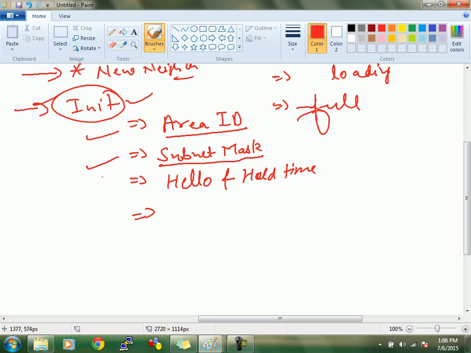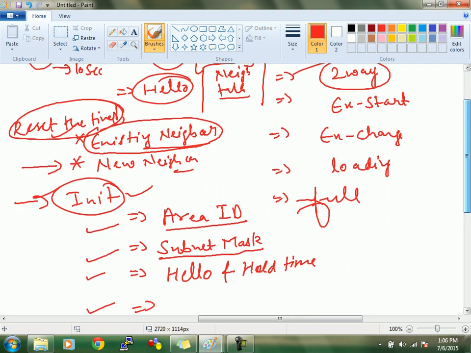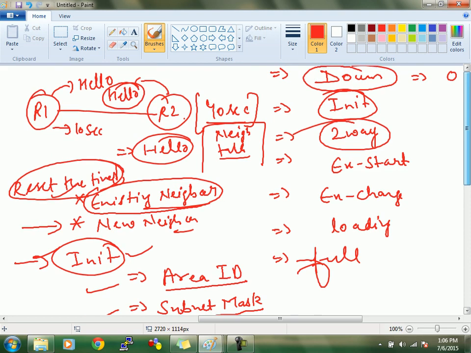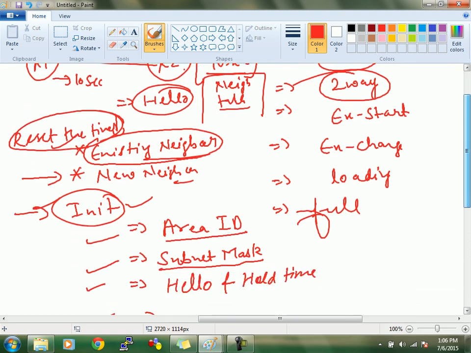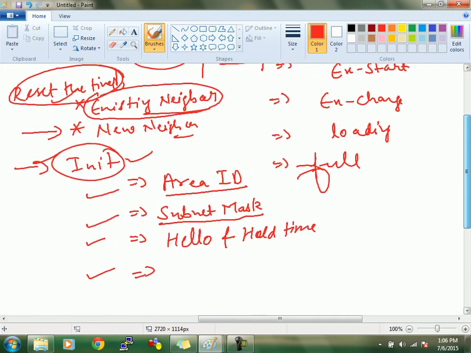एरिया आईडी, सबनेट मास्क, हेलो एंड होल्ड टाइम. There is nothing called hop count in case of OSPF. Anything that router must match during neighborship. कौन सी के वैल्यूज कहाँ जी रहे हो? कैसी एक्नॉलेजमेंट? एरिया आईडी, हेलो टाइम, होल्ड टाइम, सबनेट मास्क. हाँ बताओ. नहीं बता? मेरे को भी नहीं बताया.